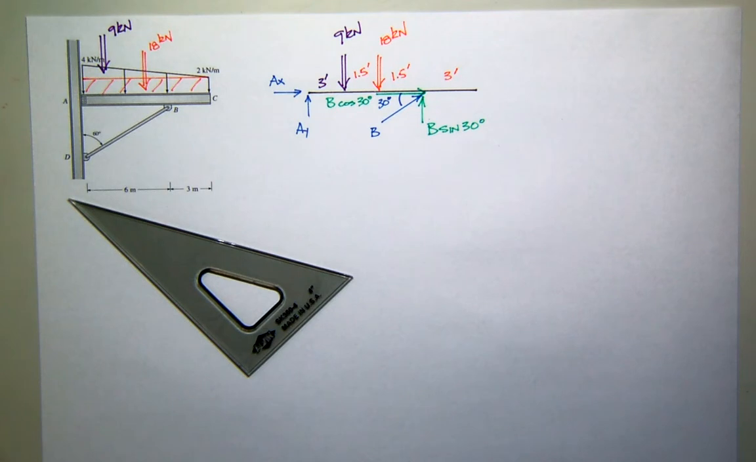So I need to sum moments about some point. Which point would be best? A. I think A will be better. Now you could sum moments about B also, and that would give you AY, but I think I would rather sum moments about A and get my value for B.